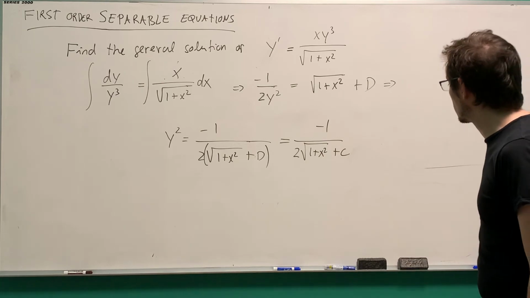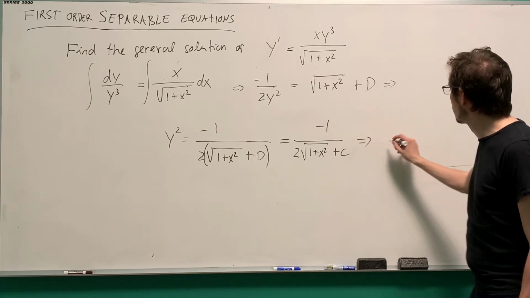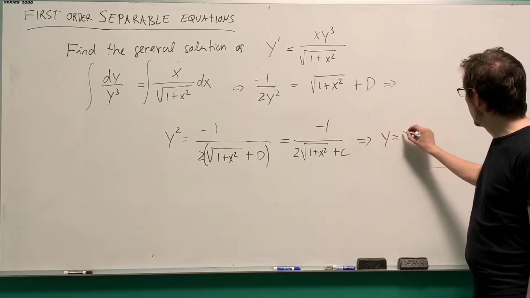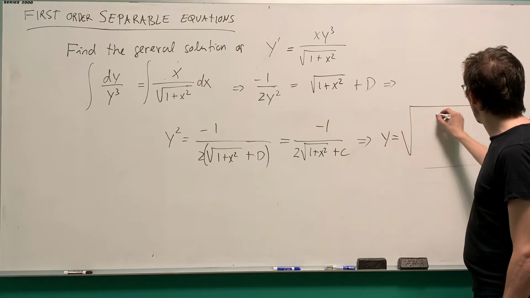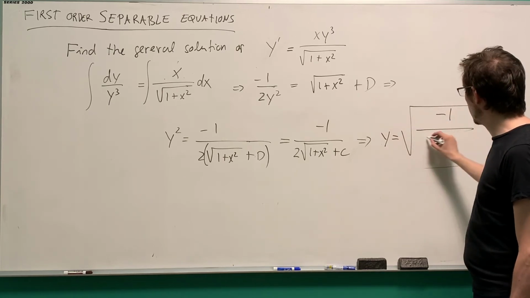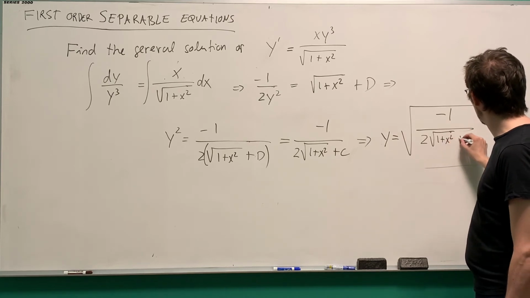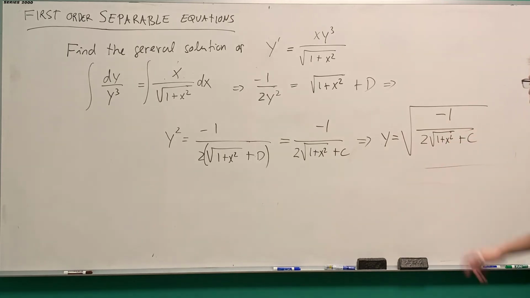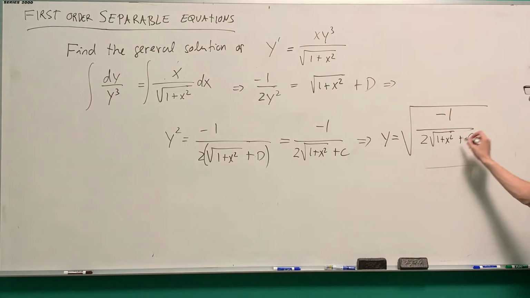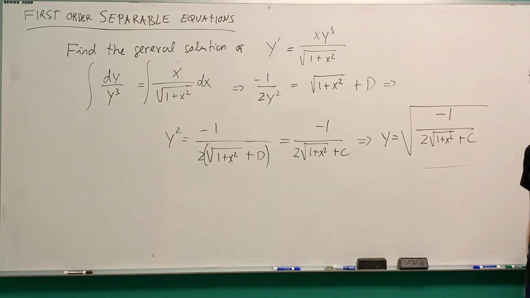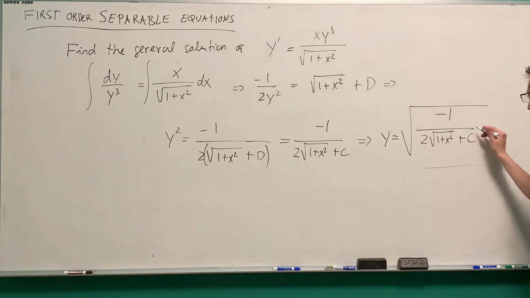We still need to take a square root, and then what we get is that y is the square root of minus 1 divided by 2 root of 1 plus x squared plus c. Keep in mind that this solution will not exist everywhere. When you have square roots, whenever the value inside the square root is negative, this doesn't have a real solution. But of course, that depends on the constant c.